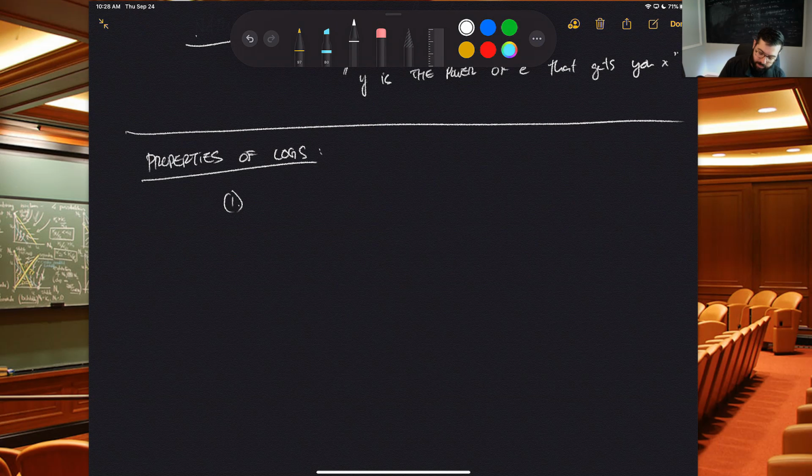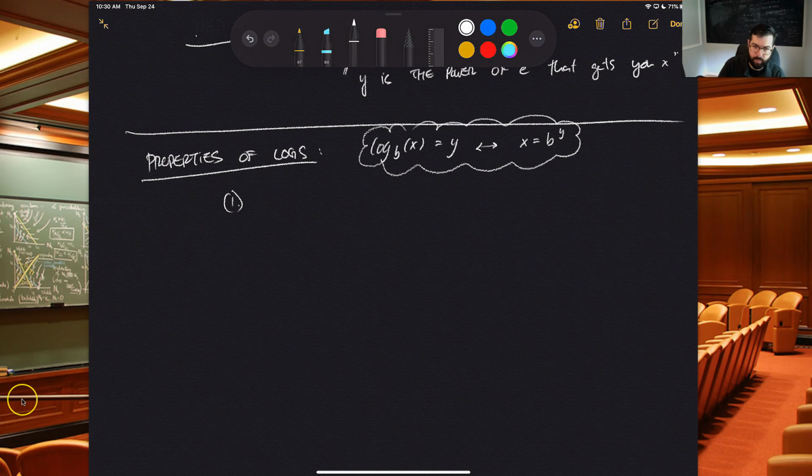So here's one important property that you will want to know. Let's first give ourselves the relationship here, which is for log base b of x equals y. This is connected to the exponential relationship x equals b to the y. Right? y is the power of b that gets you x. So keeping that in the back of our minds.